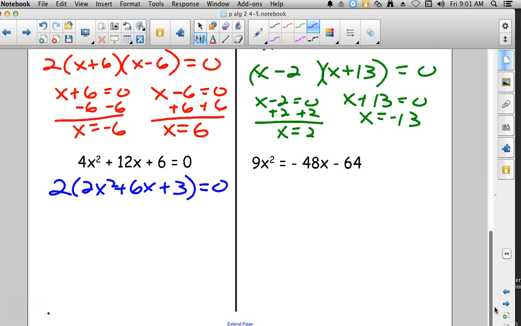Still not perfect squares though. Okay. Well, the good news is it's smaller numbers, so it won't take us too long to find them. In the back, numbers that multiply to 3, hey, that's just 1 and 3.